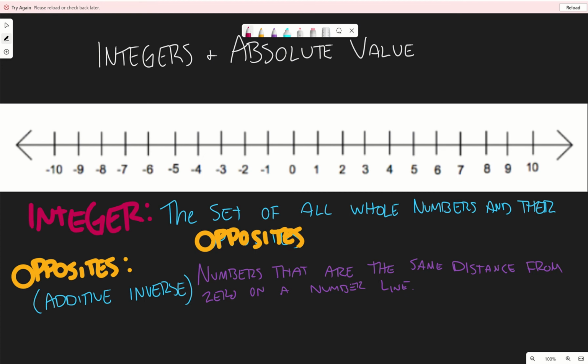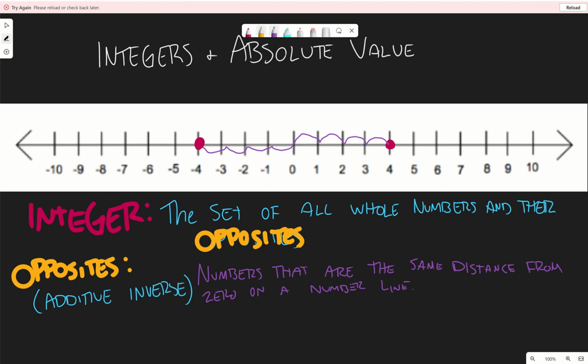So for example, if I put on my number line 4, to get from 4 to 0, I'm going to go 1, 2, 3, 4 places. To find the opposite of that, I'm going to go 4 places in the other direction: 2, 3, 4, and get me -4. 4 and -4 are opposites.